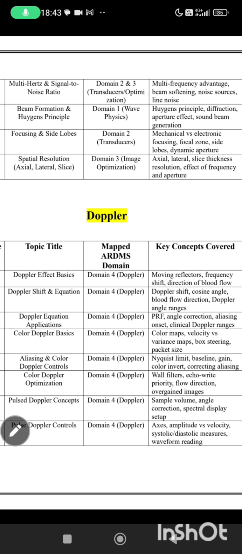Then the Doppler equation. FD is equal to 2FTV cos theta divided by C. Very much important. Doppler shift is directly related to transmit frequency and velocity of the blood, and inversely related to the angle, and speed of sound is just a constant. These parameters are very important to understand all of the concepts and also for the exam.